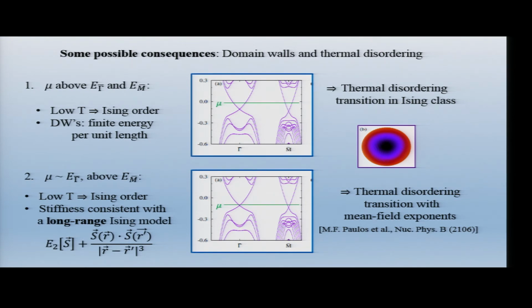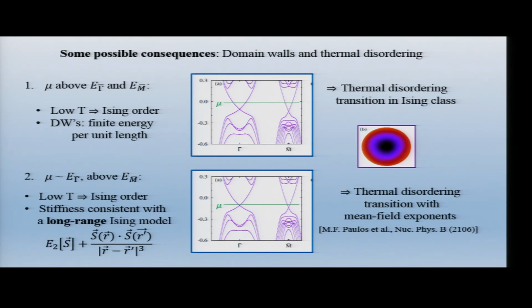Because this is actually a relatively rich system. As I change the chemical potential, I have different possible orderings. So for example, if we start with the chemical potential above both Dirac points, in that case, we have the twofold symmetry as the lowest energy state. And you can convince yourself that if this is well above both Dirac points, and you look at domain walls of this Ising ordered kind of system, they should be finite in energy.